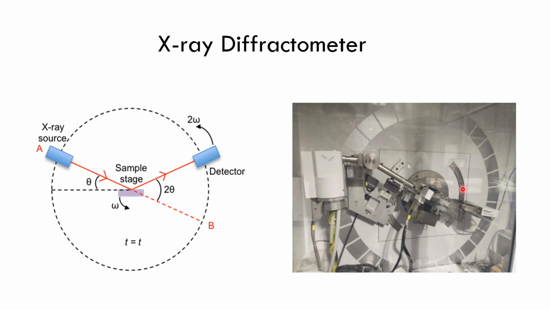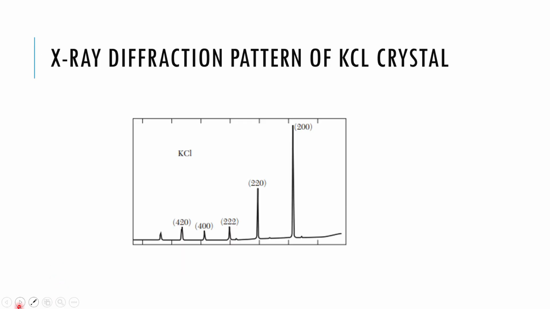Here we can see the target sample, and here is the source from which X-rays are generated, and these X-rays fall on the sample. Here is the goniometer, where the sample is placed, and the X-rays get reflected and are then detected by a detector. Here is a typical diffraction pattern of the KCl structure. So KCl has this kind of X-ray diffraction pattern.